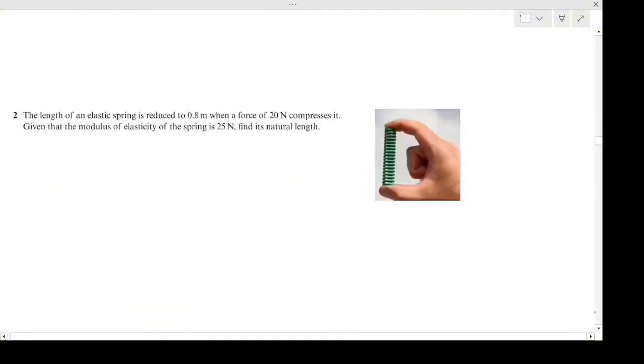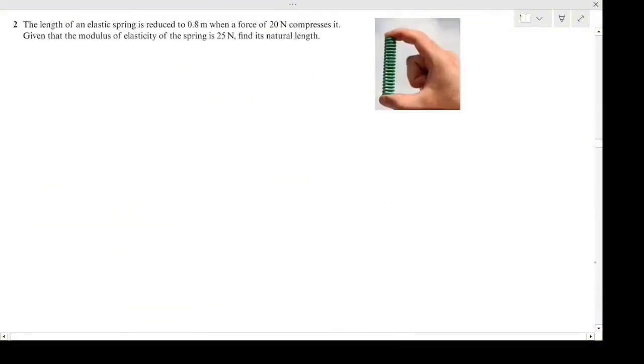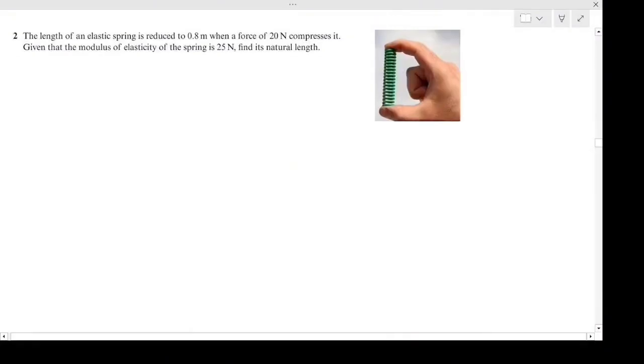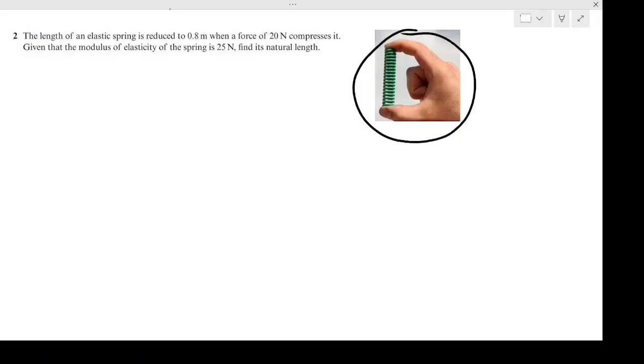Now we've got this question. We're going to be looking at compression, which works in pretty much the same way. Here we're told a length of an elastic spring is reduced to 0.8 meters when a force of 20 newtons compresses it. Given that the modulus of elasticity is 25, find the natural length. What's going on here is it's being compressed, which will look like this diagram, just to help visualize it.